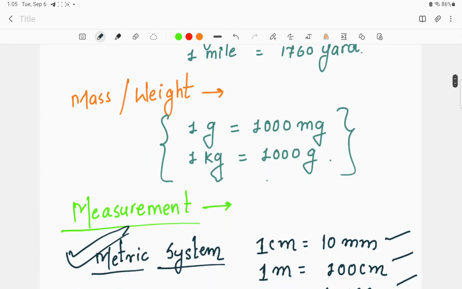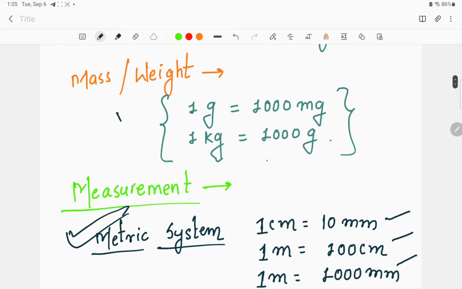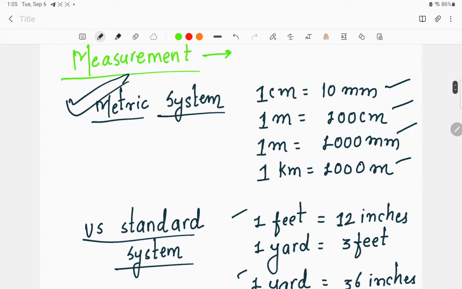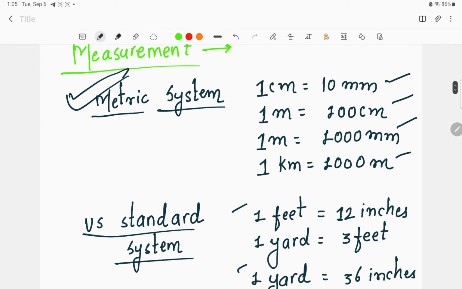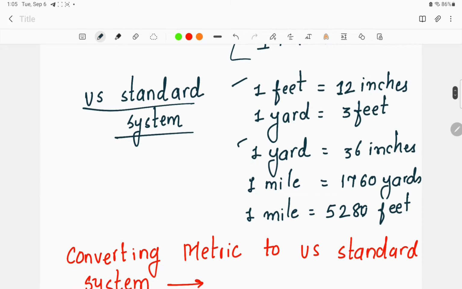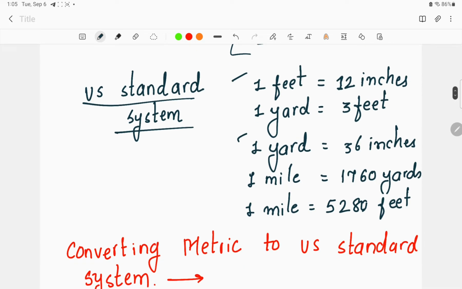Now moving on to mass to weight, this is really important. This is to be screenshotted here. Now moving on to the metric system, which we have discussed already. This is again important, do screenshot this. In the US standard system we must know 1 foot is equivalent to 12 inches. This is really important.